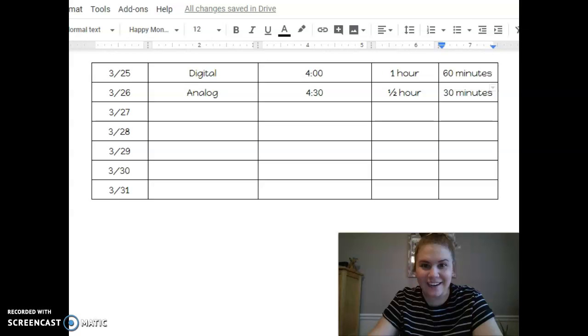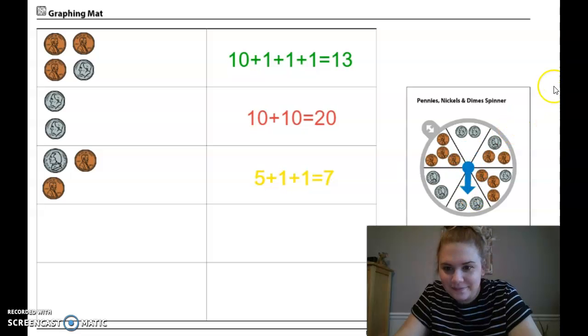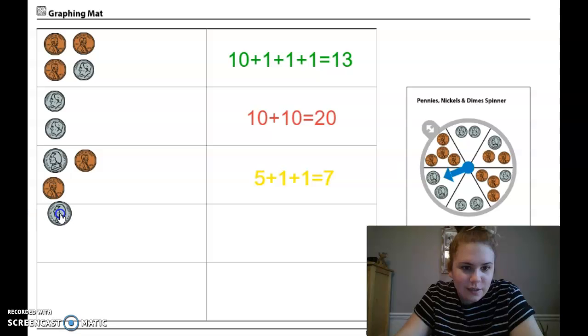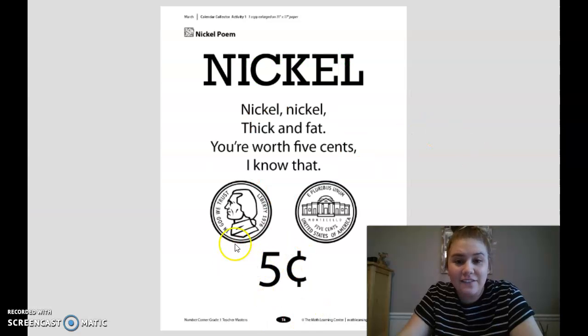Let's head over to our pennies, nickels, and dimes to see how much we can collect today. Let's spin, spin, spin away to see what we can get today. Ooh, we got 2 nickels. 1 nickel, 2 nickels. Perfect. We know that a nickel equals 5 cents.